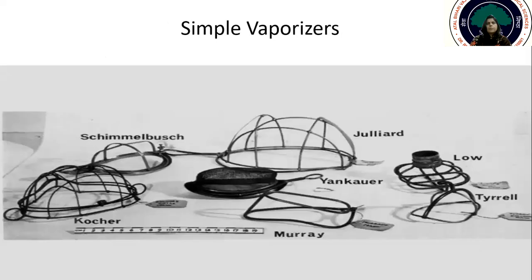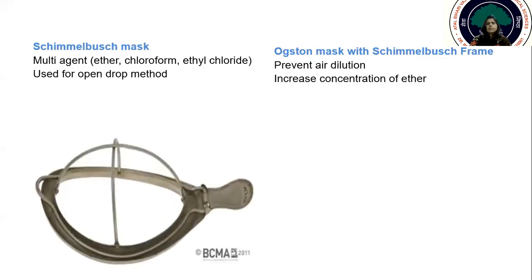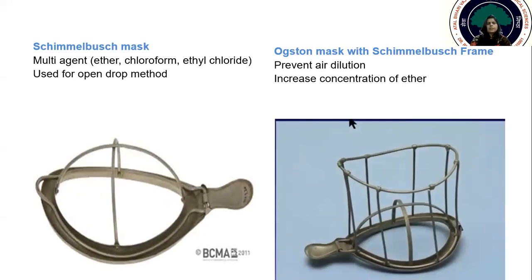Let's move on to simple vaporizers. These are historical vaporizers. Schimmelbusch mask: you can see here, multiple agents can be used through the Schimmelbusch mask, and it is used for the open drop method. You can see there's a metal frame and a cage over it, and there's a hinge. Once you remove this hinge, you have to place the gauze pieces here and pour ether over it.